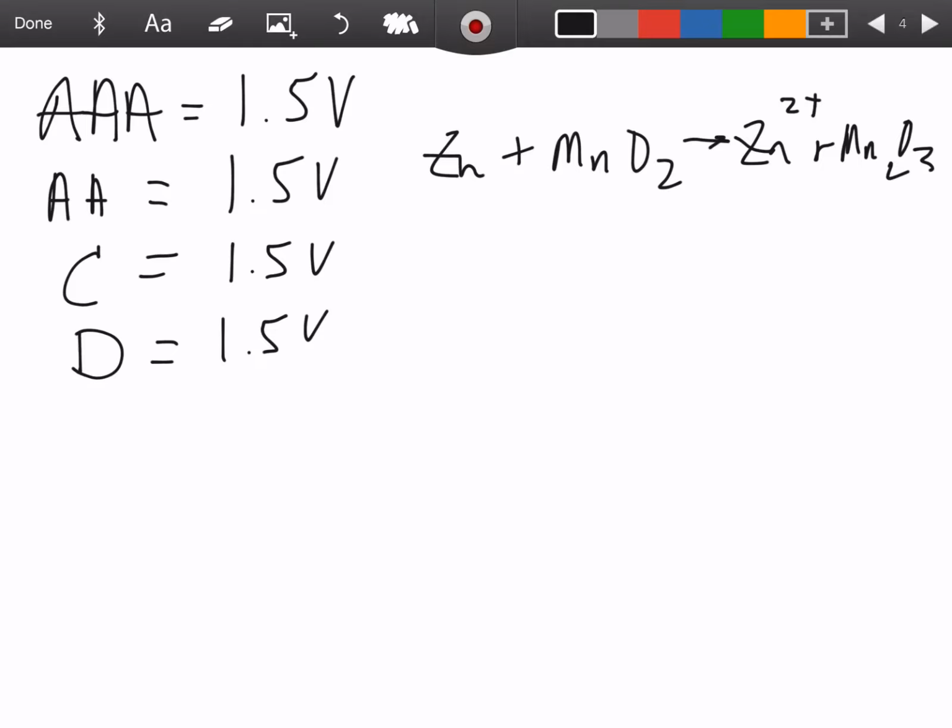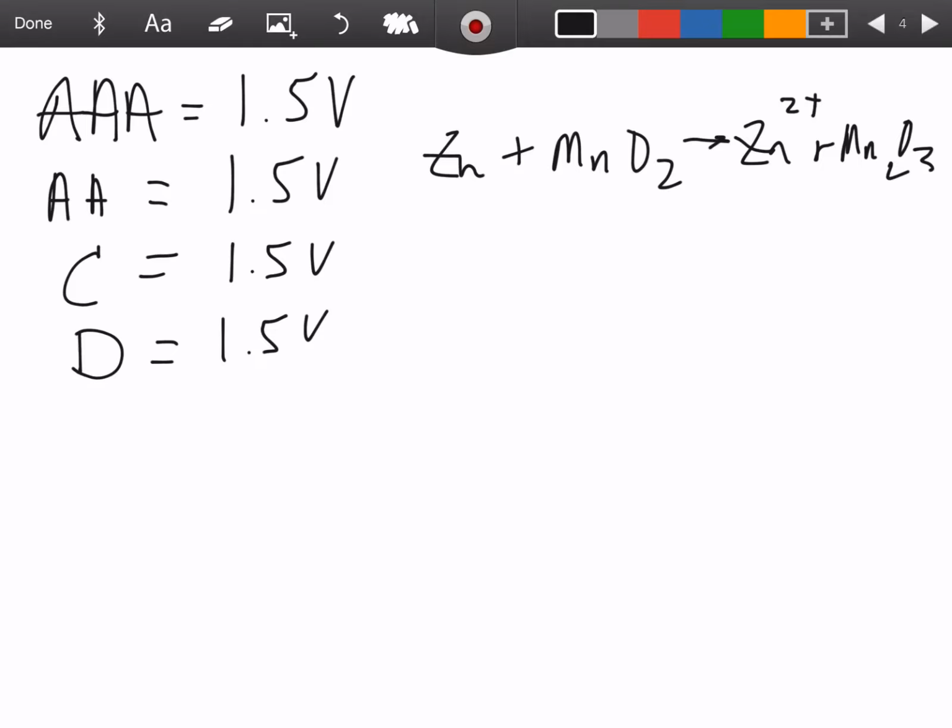So, why then do we need to have different kinds of batteries? You recognize, of course, that the D cell is a much bigger battery than a C cell, which is bigger than a AA, which is bigger than a AAA. The reason that we need different sizes of these batteries is because they all have different amperages associated with them.